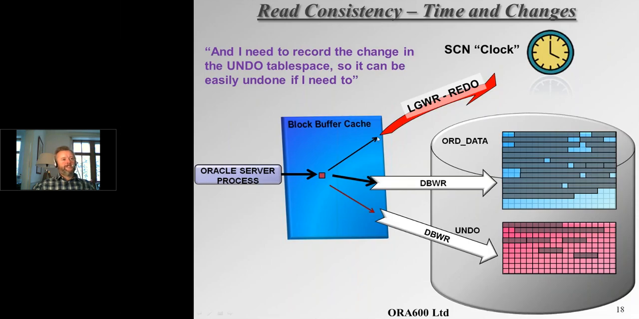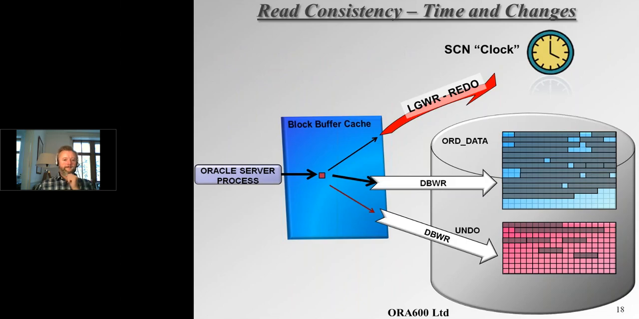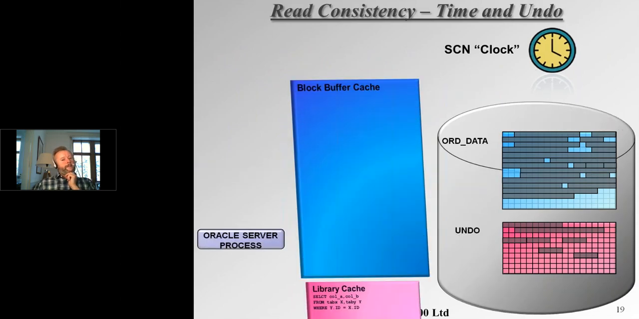So when you actually change a record in an Oracle table, the information gets written out to the log writer twice. One as the change to the original block, and one as the change to the block in the undo tablespace.